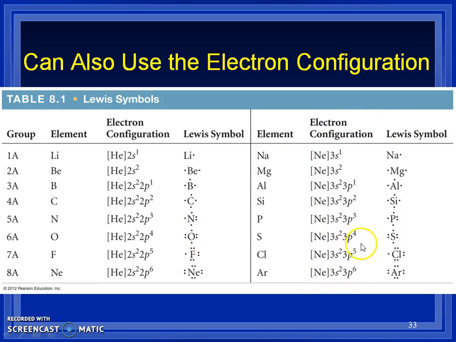In this group, this would be the third period, because their third energy level would be their valence electrons. So 3s1, 1 dot, 3s2, 3p3, again would be 5 dots. And again, look at the arrangement, 1 dot on each side before pairing up.